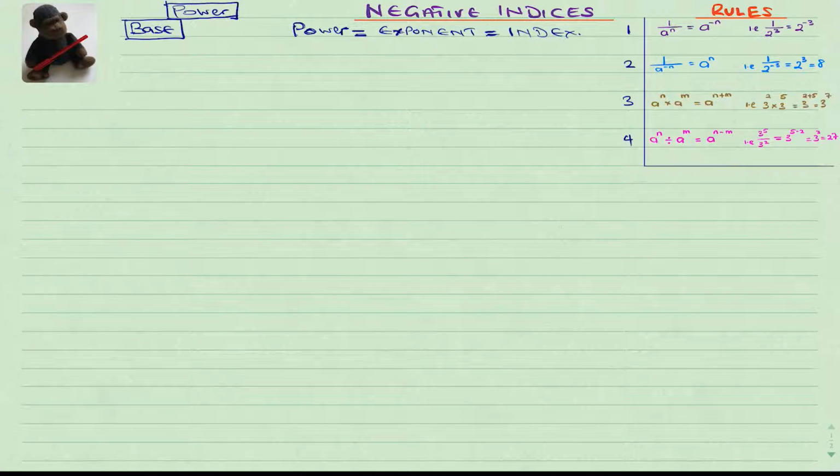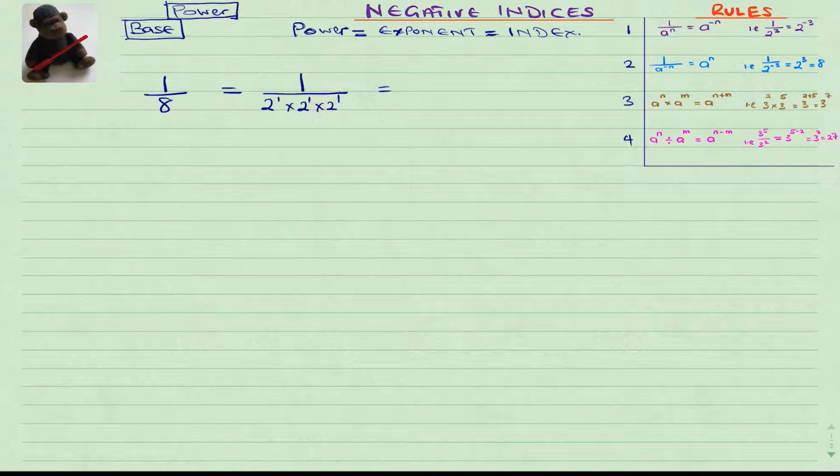Right, negative indices. Let's try an example. We're going to apply the rules to the right, rule number 1 to 4. Let's try 1 over 8, which is 1 over 2 to the power of 1 times 2 to the power of 1. But sometimes if the power is not shown, it means it's 1. In fact, 8 has here 8 to the power of 1.